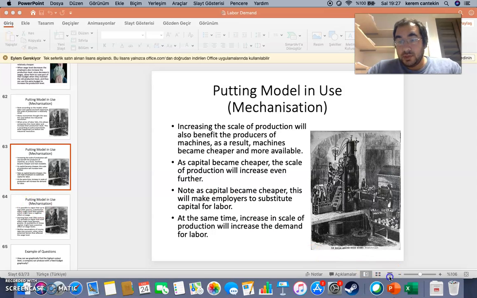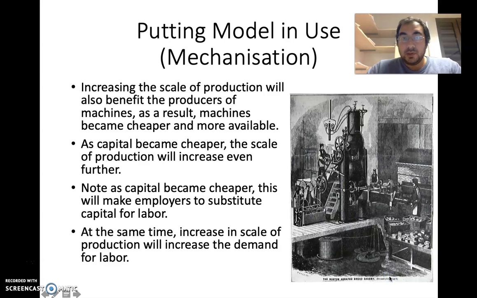Well, I was talking on how we can use the isoquant and the budget line model, the model for long run labor market analysis, to look upon the mechanization in the 18th and 19th century.